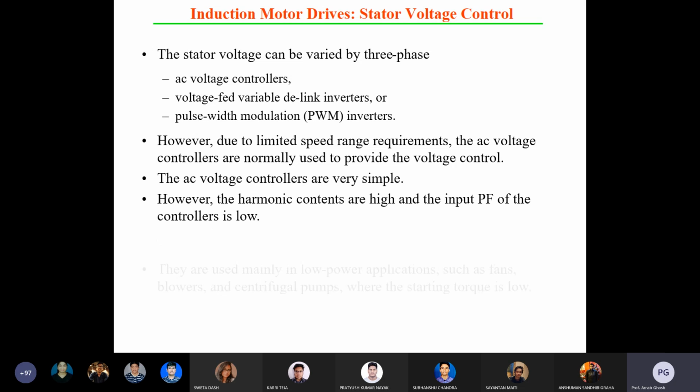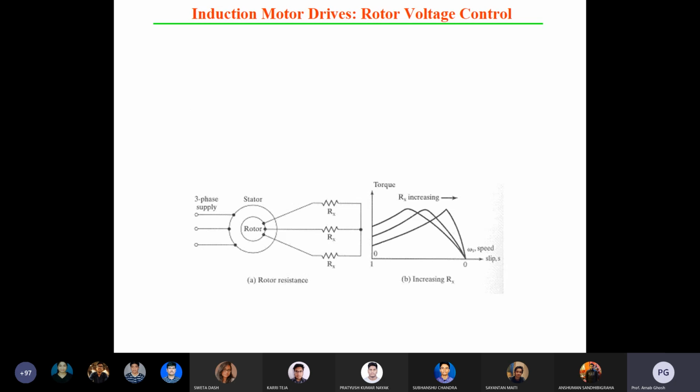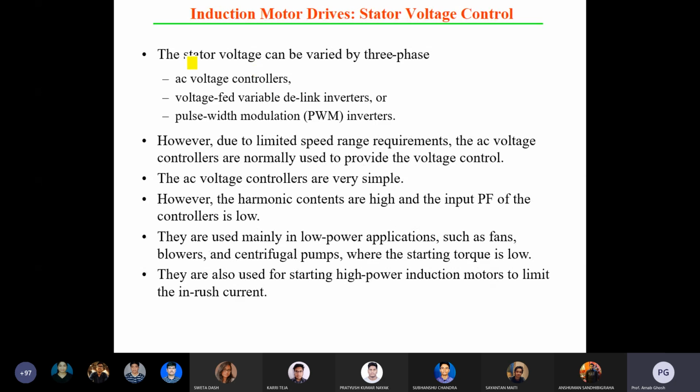So what are the other important points of induction motor drives? Here you can see the stator voltage can be varied by three-phase AC voltage controllers, where you can only change the magnitude. There is also the voltage-fed variable DC link inverter. The inverter input is DC, but the output is AC. And there is the pulse width modulation inverter.